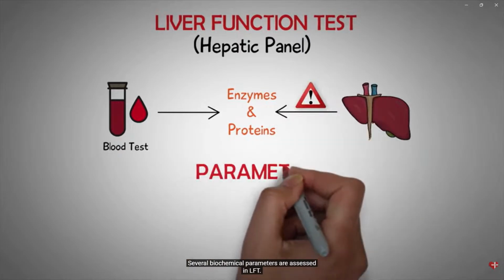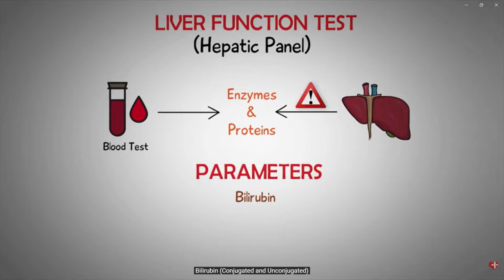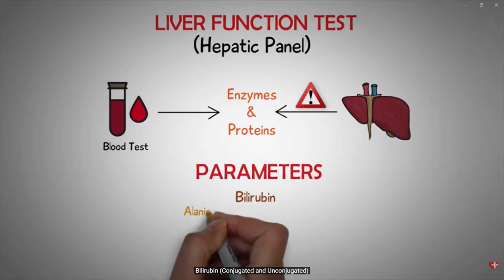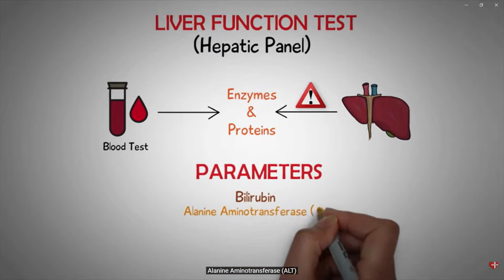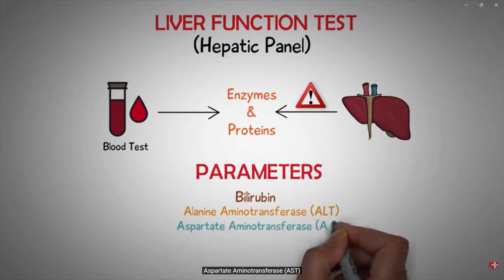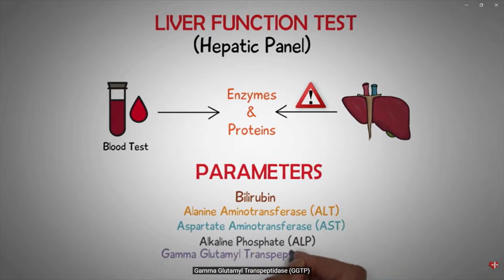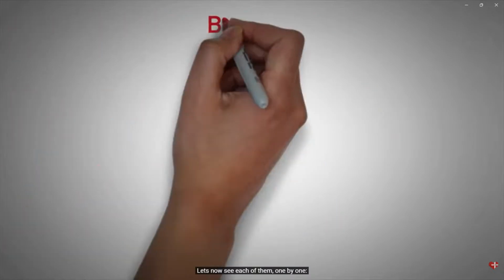Several biochemical parameters are assessed in LFT. These are number 1, bilirubin, that is of 2 types, conjugated and unconjugated, alanine aminotransferase, abbreviated as ALT, aspartate aminotransferase, abbreviated as AST, alkaline phosphatase, abbreviated as ALP, gamma glutamyl transpeptidase as GGTP. Let's now see each of them one by one.